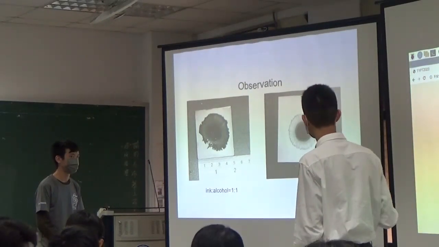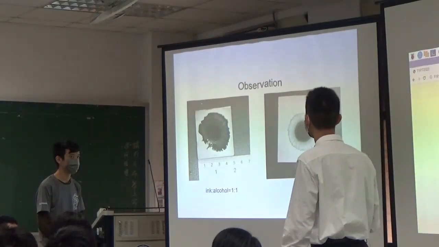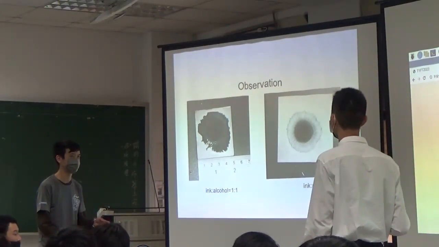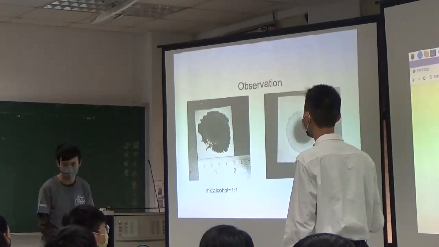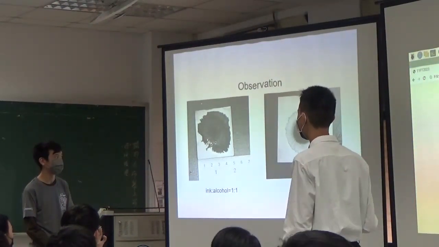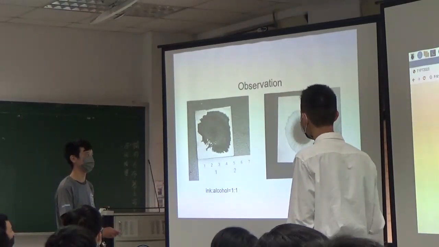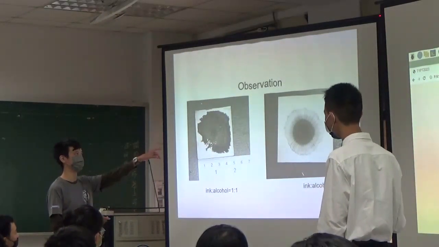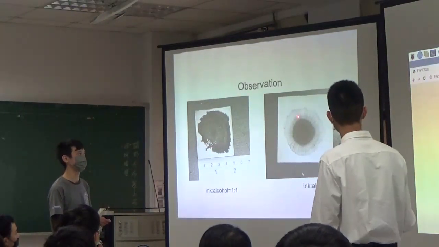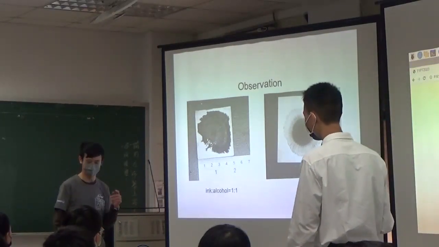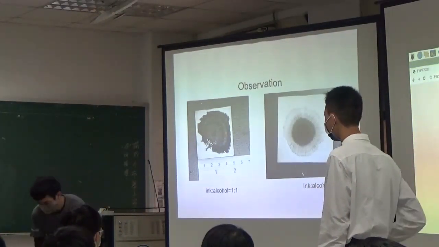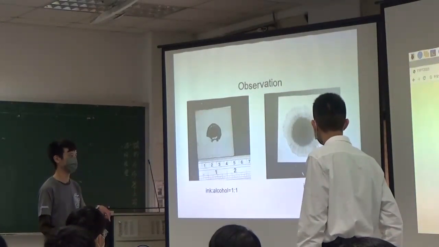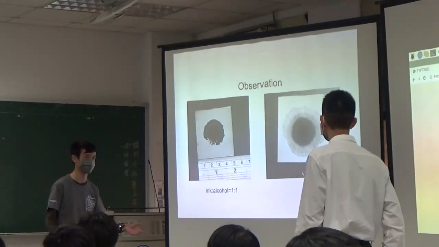Can you explain why? You mean ink and alcohol? Yeah. Why? The surface tension. Only the surface tension? I think the circle is because of the Marangoni effect, the different surface tension of the ink alcohol and the acrylic paint. And the fingers form because of the Saffman-Taylor instability. The different viscosity causes the fingers to form.